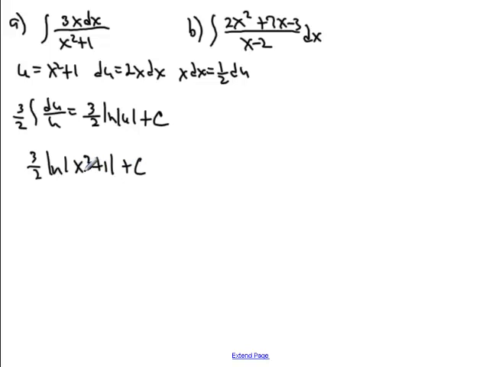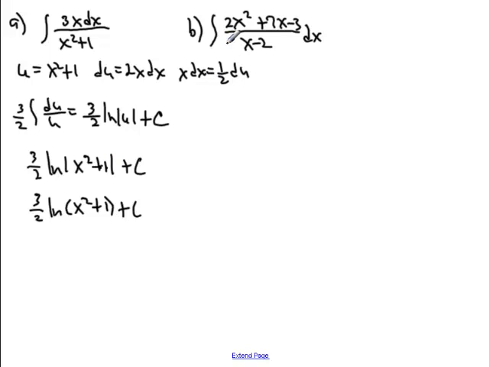I will make one small comment here. X squared is always positive, so x squared plus 1 is always positive as well. Actually, x squared is always non-negative, and therefore x squared plus 1 is always positive. So you could actually drop the absolute values and just write 3/2 natural log with parentheses x squared plus 1 plus c. But in general, say if this were x squared minus 1, you would absolutely definitely need the absolute value. Let's take a look at part B.